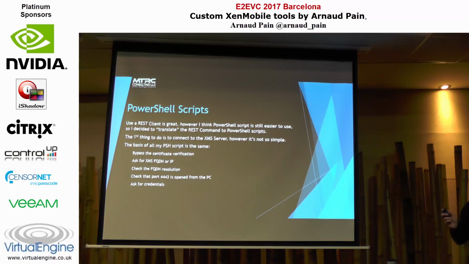The main thing at the beginning was figuring out how to connect, because I wanted the script to be as easy as possible to use for the admin. The first thing I use is the same block in all my scripts. I bypass the certificate verification. I ask for the XMS FQDN or IP address. I check if the FQDN resolution can be done. I test the admin port, which is the default port 4443; it can be changed in the script. And I ask for credentials with a pop-up.